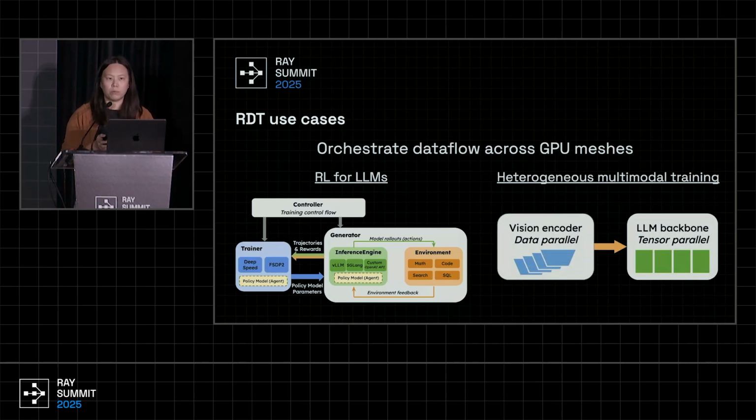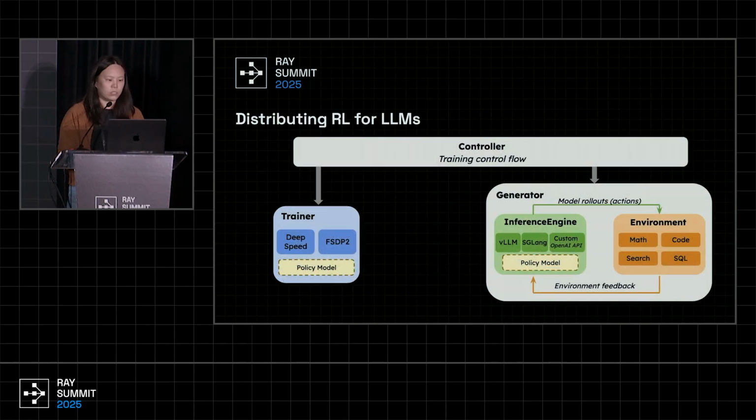So this, for example, could be a case where you're using different parallelism strategies for different models or different submodels within your larger model. And so we're experimenting with using RDT to actually execute this data transfer, no matter how your actors are placed across GPUs. So let's look first at the RL for LLM use case and just dive one step further into how this can actually be distributed using Ray.